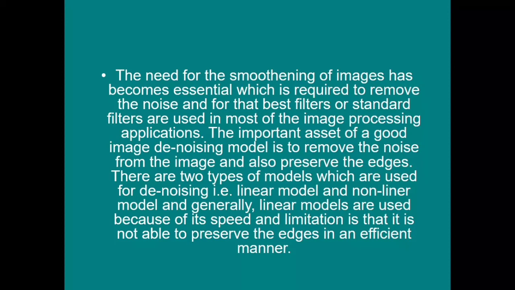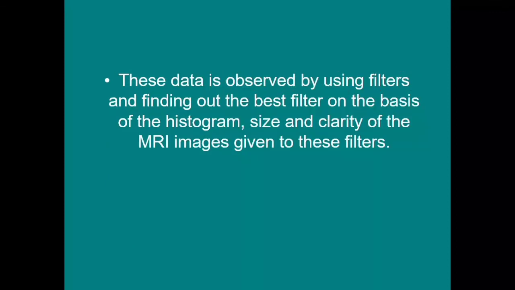The important asset of a good image denoising model is to remove the noise from the image and also preserve the edges. There are two types of models which are used for denoising, linear models and nonlinear models, and generally linear models are used because of their speed. A limitation is that they are not able to preserve the edges in an efficient manner. This data is observed by using filters and finding out the best filter on the basis of the histogram, size, and clarity of the MRI images given to these filters.